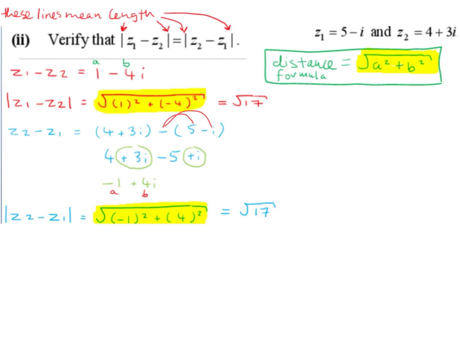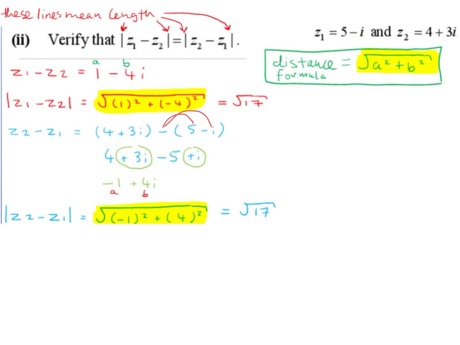We start off by putting the real parts together, because the real number always comes first. 4 minus 5 is minus 1. And then we put the imaginary parts together. 3i plus i is 4i, or 3i plus 1i is 4i. So we get minus 1 plus 4i.